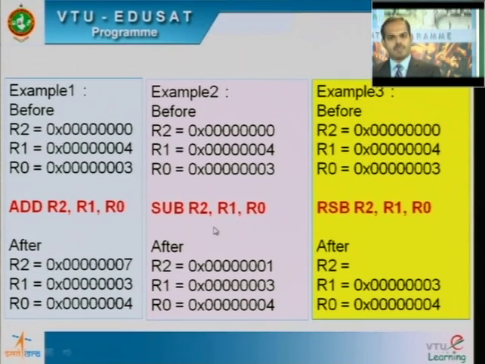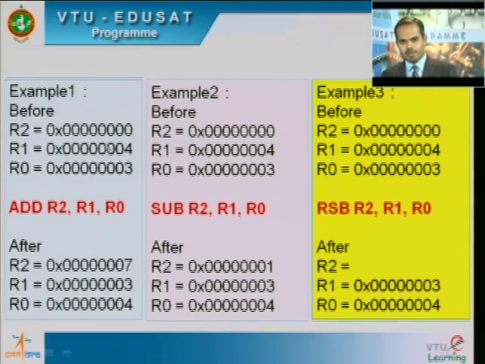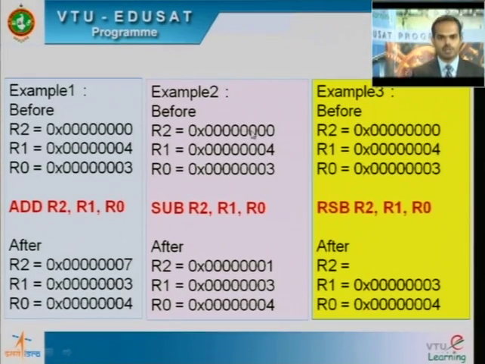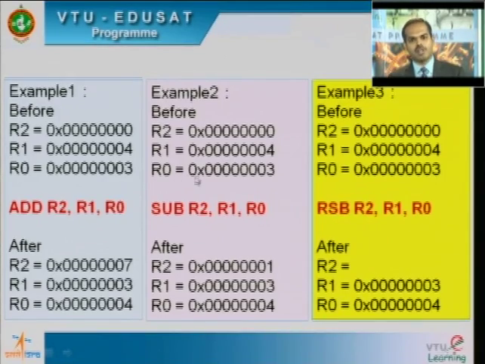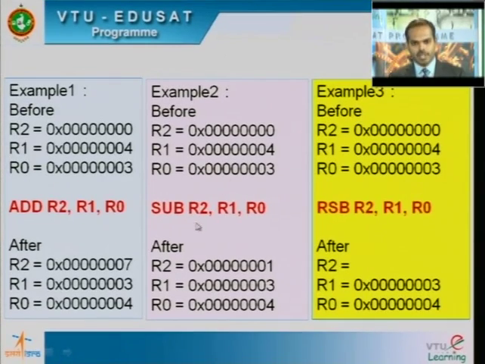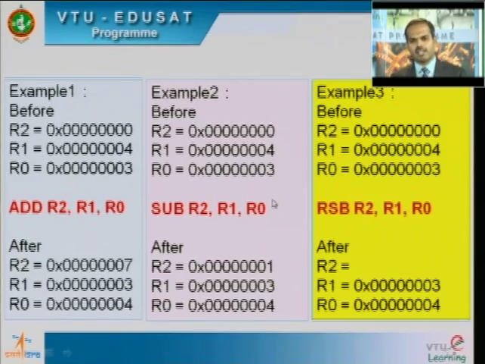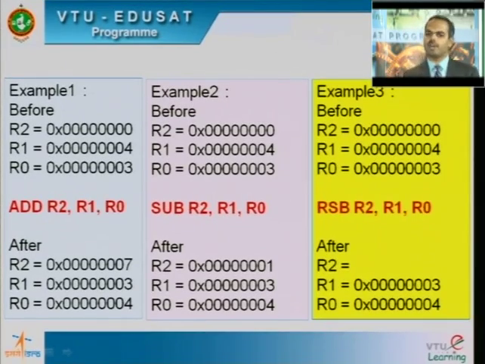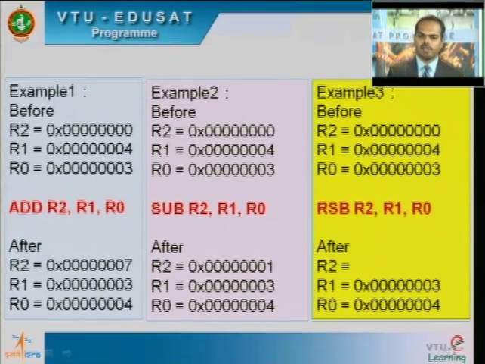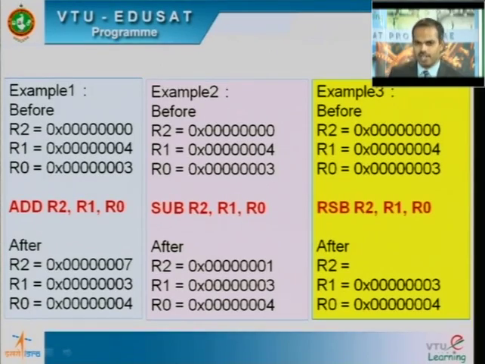Example 2 is subtraction with the same previous conditions, that is R2 equal to 0, R1 equal to 4, R0 equal to 3. If we execute this instruction, the result will be R1 minus R0, which is 1, and 1 gets stored in R2. These two examples, example 1 and example 2, are pretty simple and direct. Example 3 is one which is very important and very commonly seen in ARM.